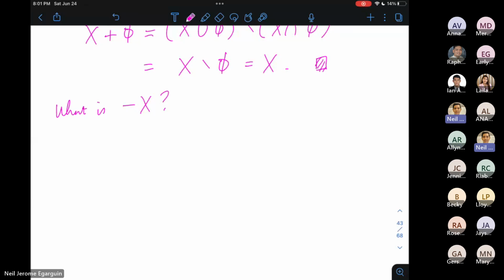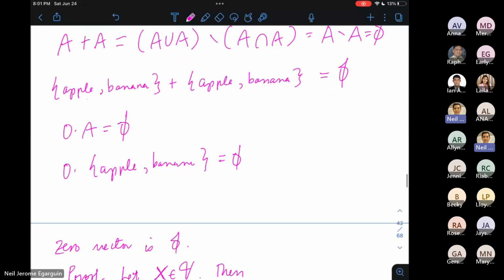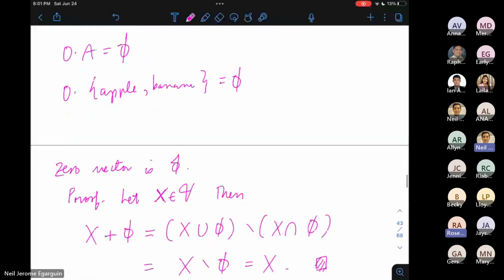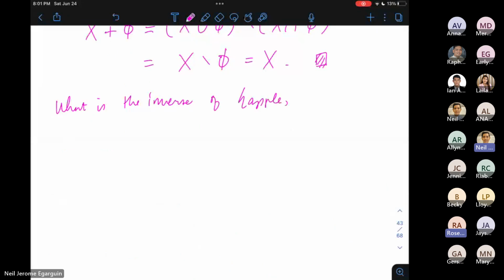Pero in our case, halimbawa, ano yung additive inverse ni apple banana? Halimbawa, what is the inverse of, ano ba yung example ko na kanina? Sir, apple banana. Sir, just the set itself po. Yeah, great, Rose. Nice observation, right? So it's really the set itself pa rin.